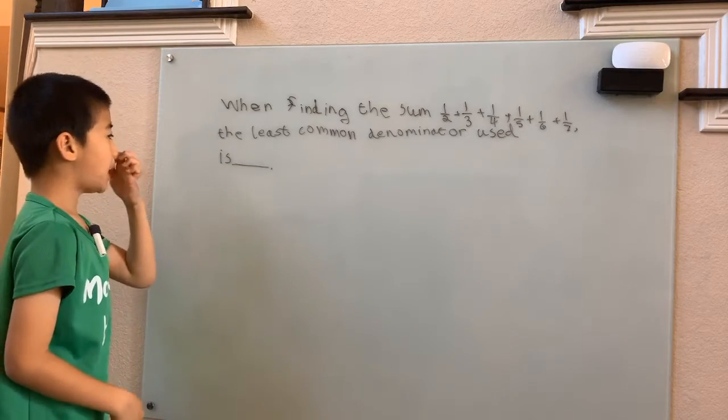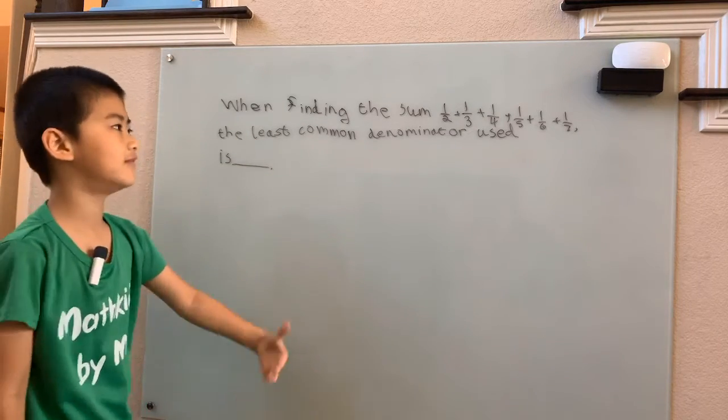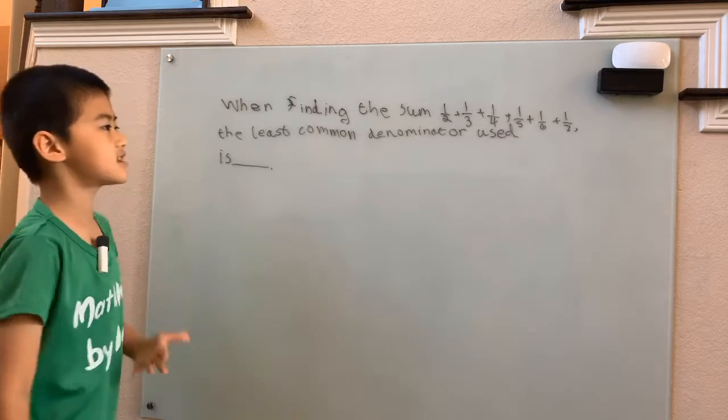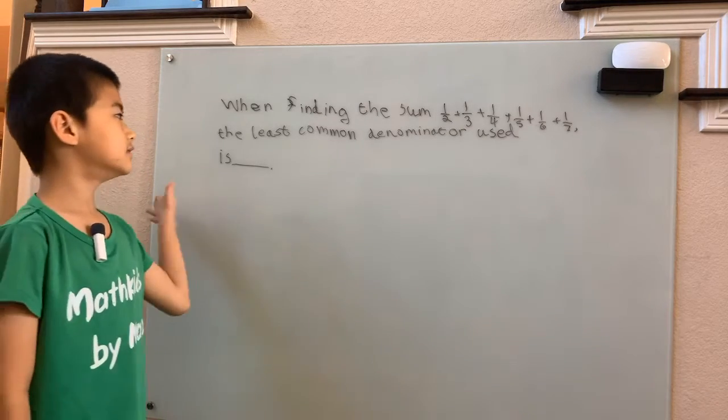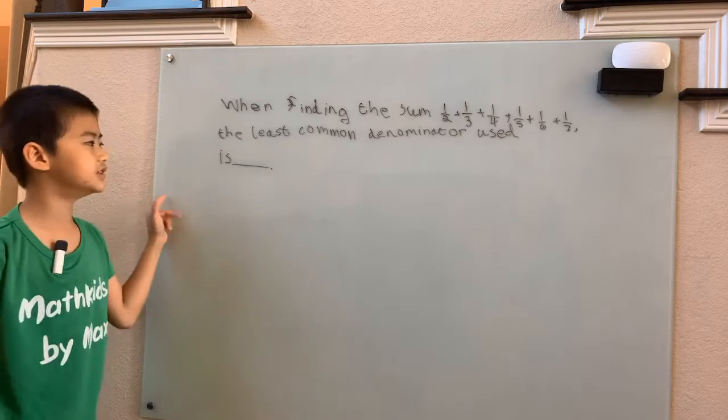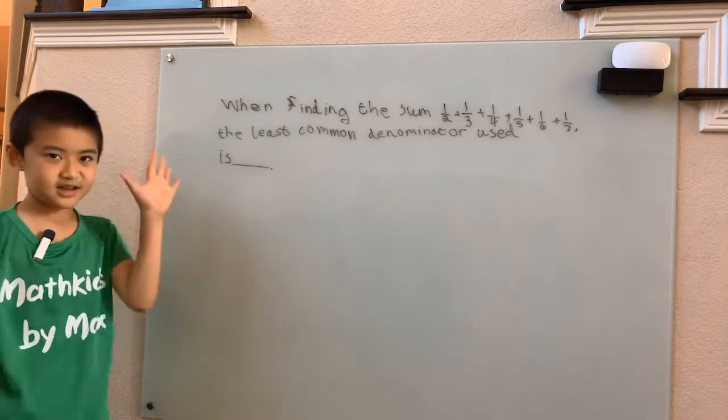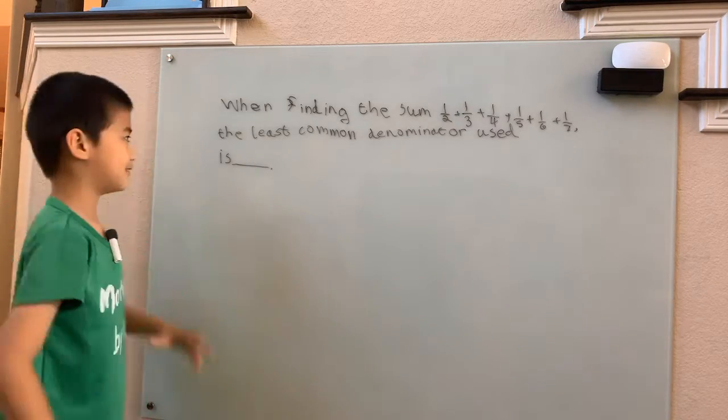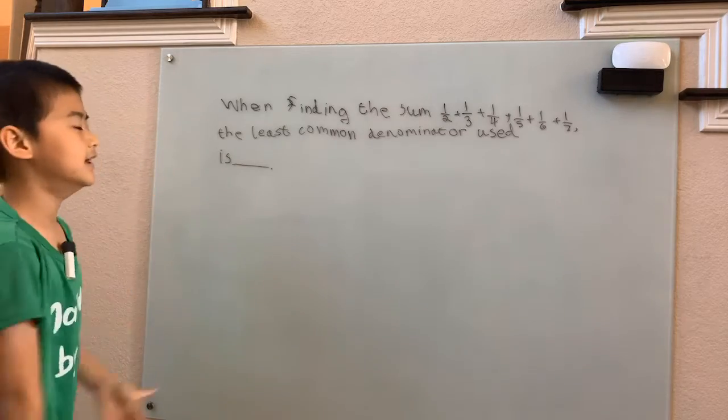Let's find the sum 1/2 plus 1/3 plus 1/4 plus 1/5 plus 1/6 plus 1/7. The least common denominator used is blank. Now first, you've got to really understand the language arts in this problem to solve it.